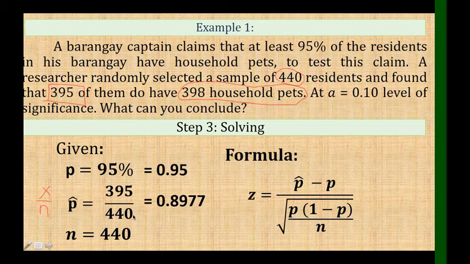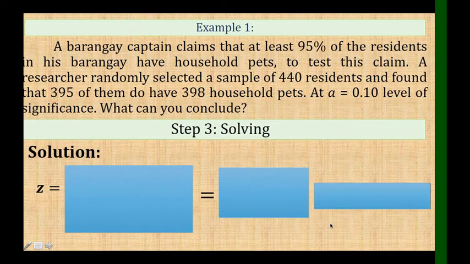Now, we can put the givens in our formula. So we have p hat minus p over square root of p quantity 1 minus p over n. I mean square root.